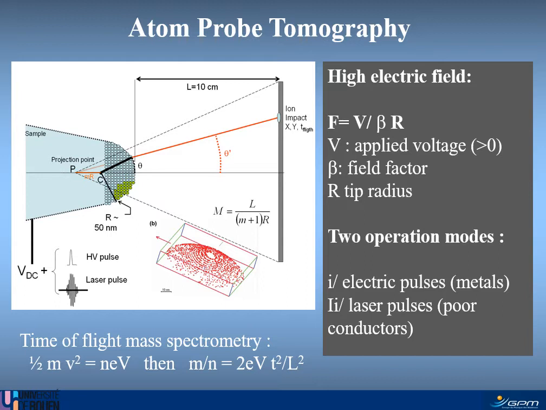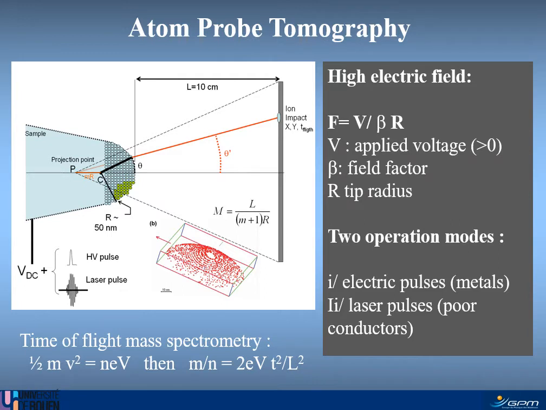Okay? So this is, in fact, the electric mode. We superimpose electric pulses on a DC voltage. But if we now want to analyze not only metallic alloys, but materials that are poor conductors of electricity, we will replace electric pulses by laser pulses. This was introduced initially by Kellogg.